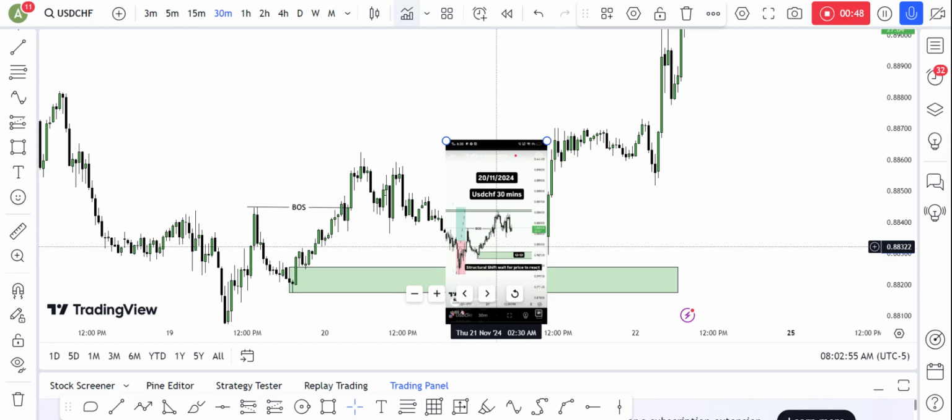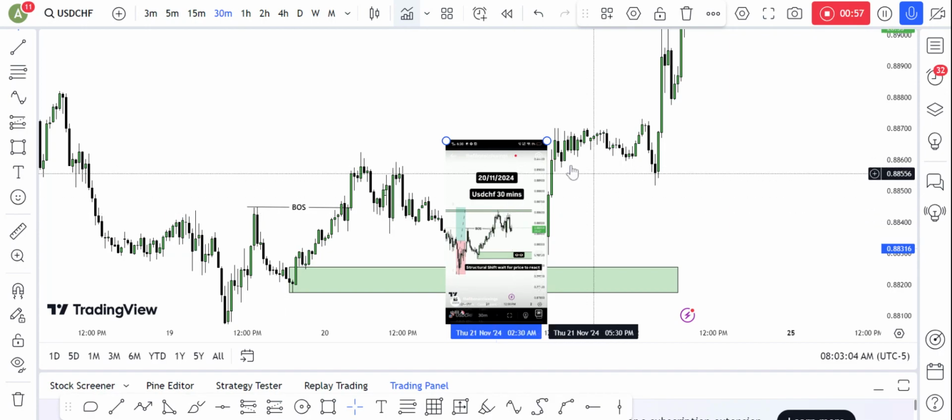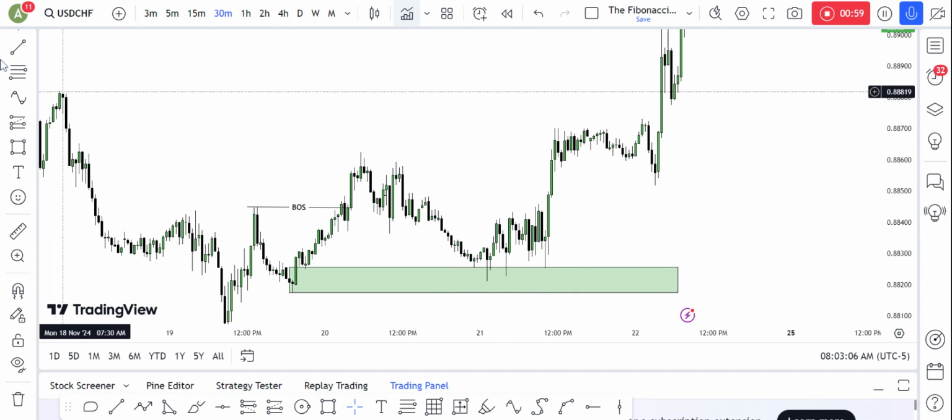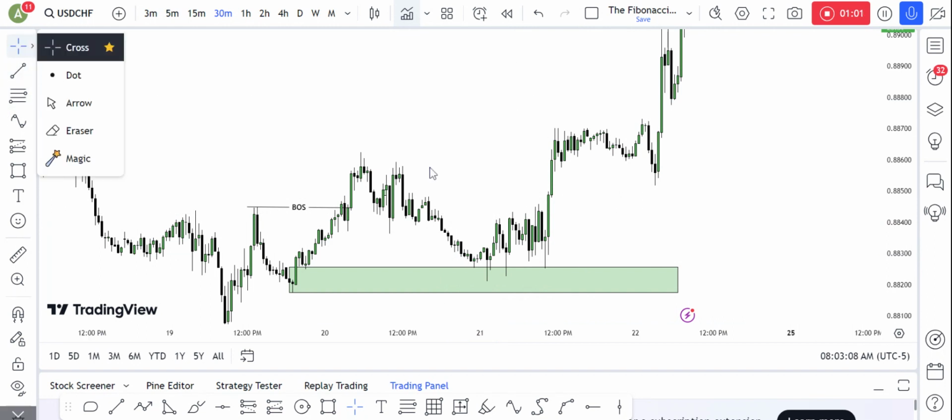80 pips in the currencies is a lot more, because capturing 600 to 700 or 800 pips on gold is equal to capturing 70 to 80 pips on a currency. So let's break down. You can see that it's a 30-minute time frame chart.